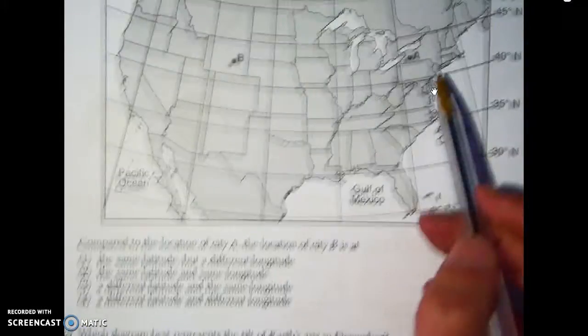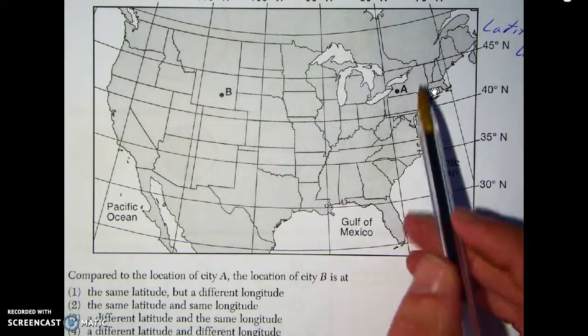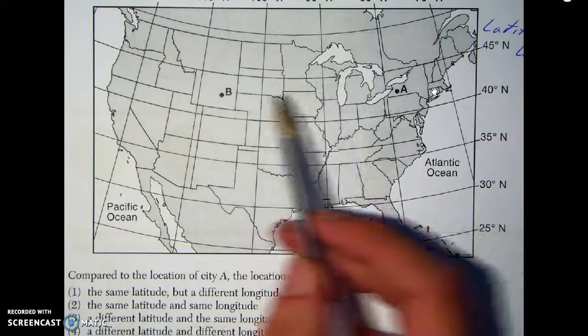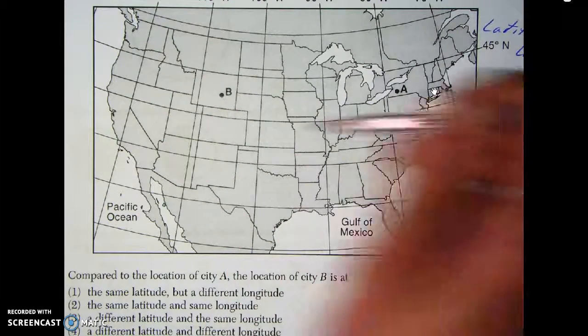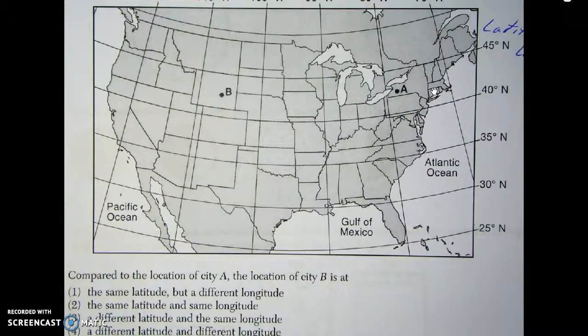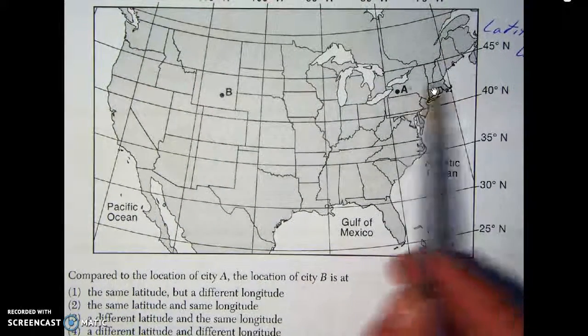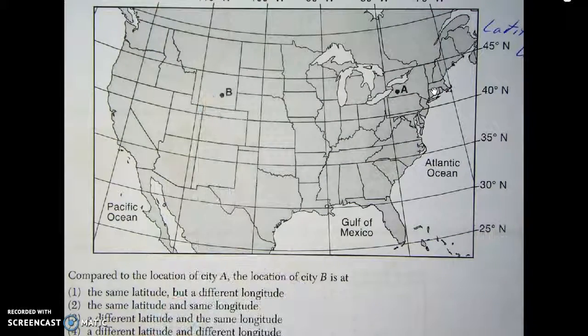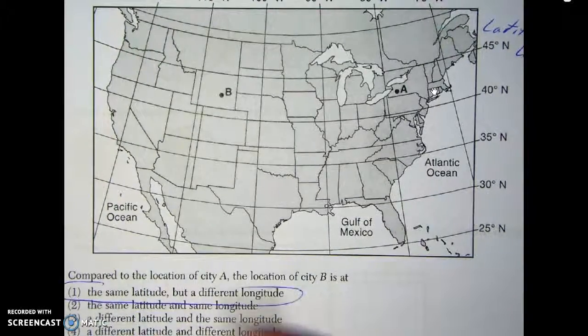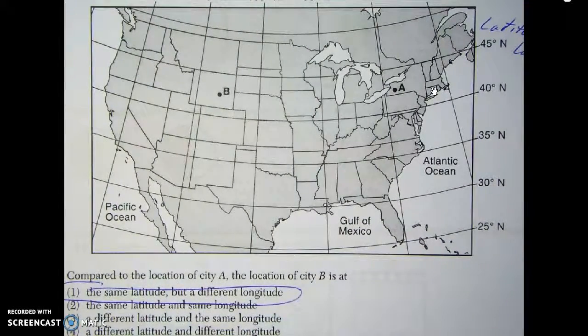So city A is going to be at the same line of latitude as city B. And remember, these lines are curved because Earth is a sphere. Earth is round. So they're on the same line of latitude, but they have different longitudes, which means this would be number 1. Same latitude, but different longitudes.